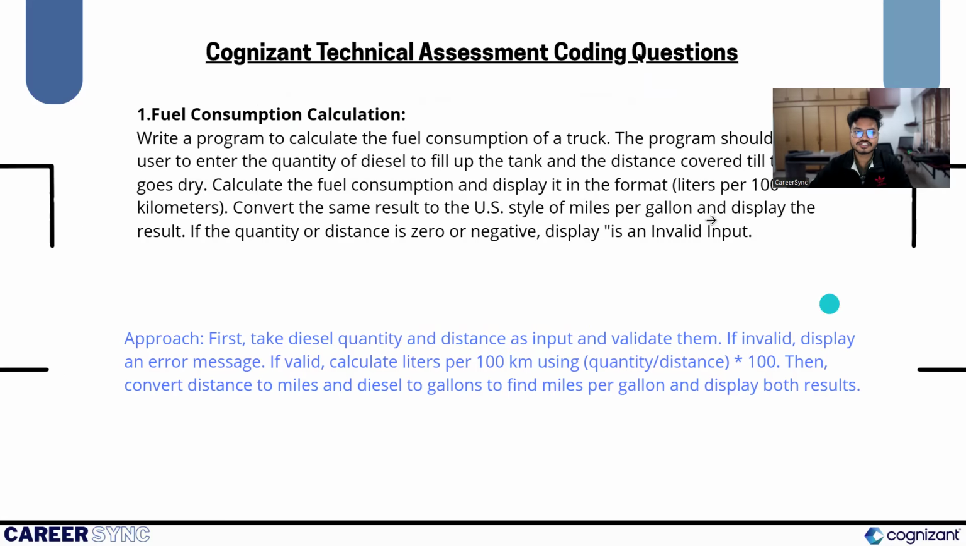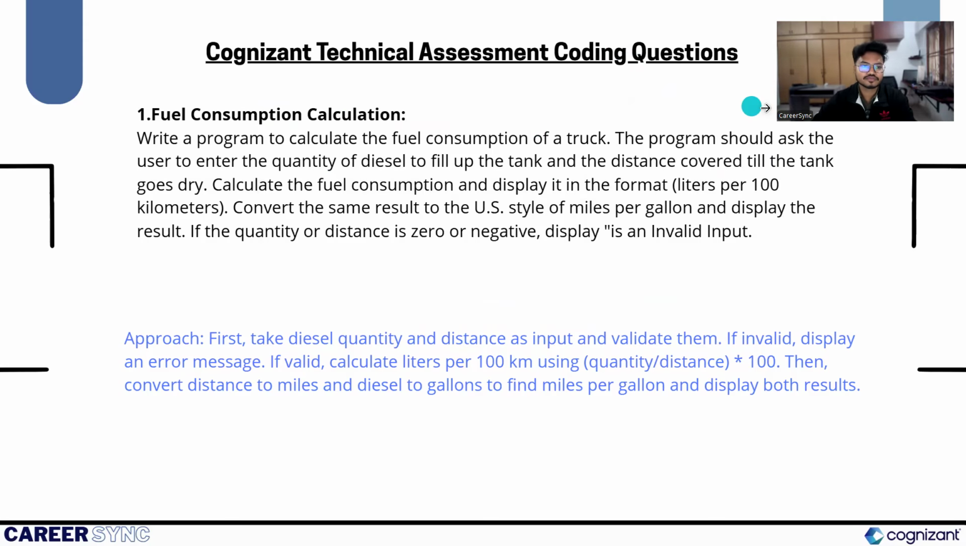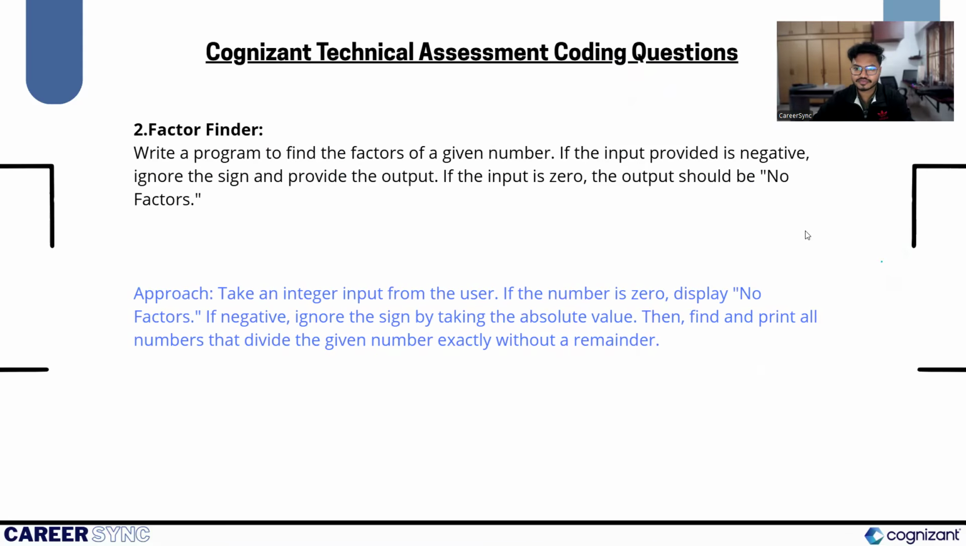Now let's see the first technical question for the coding assessment. Questions like these you will get in this round, the technical assessment. Write a program to calculate the fuel consumption of a truck. Fuel consumption calculation is the main part, and here is the approach. I'm just giving you the list. Factor finder, you can see this question on LeetCode and it's very easy to solve.